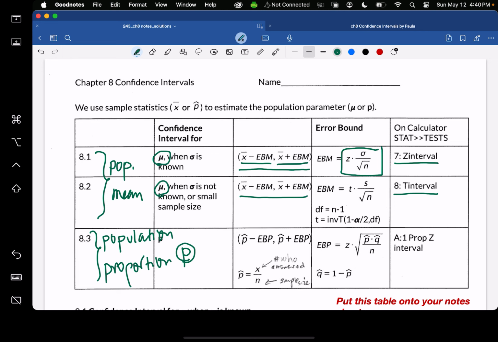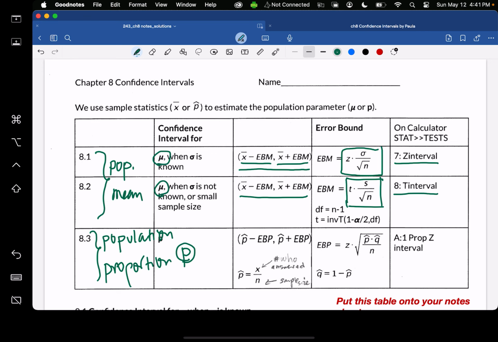Now, in 8.2, we have a slightly different formula for the EBM. Instead of z, which is the same z as z-scores, we have t. And I wouldn't worry too much about this. Z and t have similar roles. Remember that a z-score of 3 means you are 3 standard deviations above the mean, and a z-score of -2 means that you are 2 standard deviations below the mean. I meant z equals -2. Then you'd be 2 standard deviations below the mean.